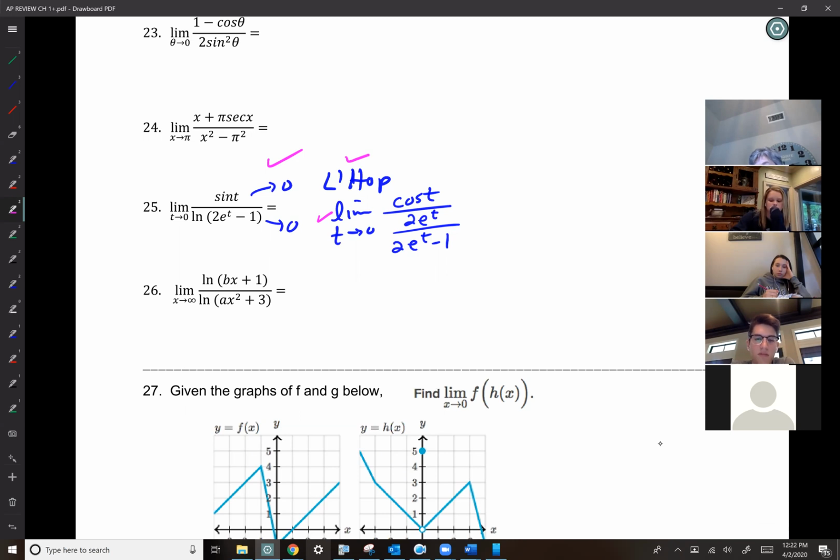And then now I just have to finish it. If you want to clean it up, you can. I would just substitute. If I substitute 0 into the top, cosine of 0 is 1. And if I substitute into the 2e to the t, that's just going to be 2. And then 2 minus 1 is 1. And so that whole thing just equals 1/2. I think that's how much you would have to show to get full credit for this.